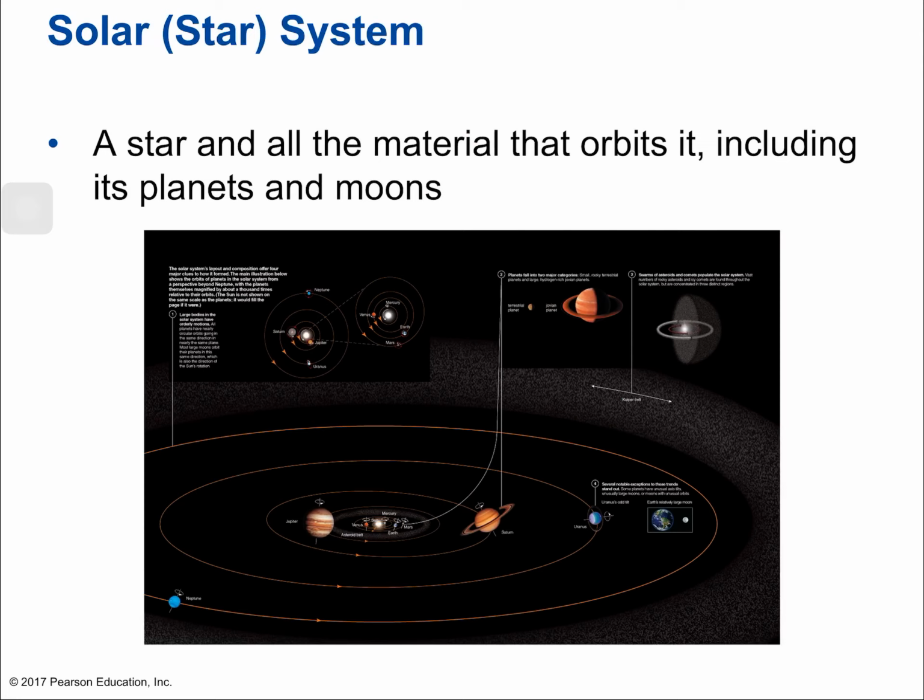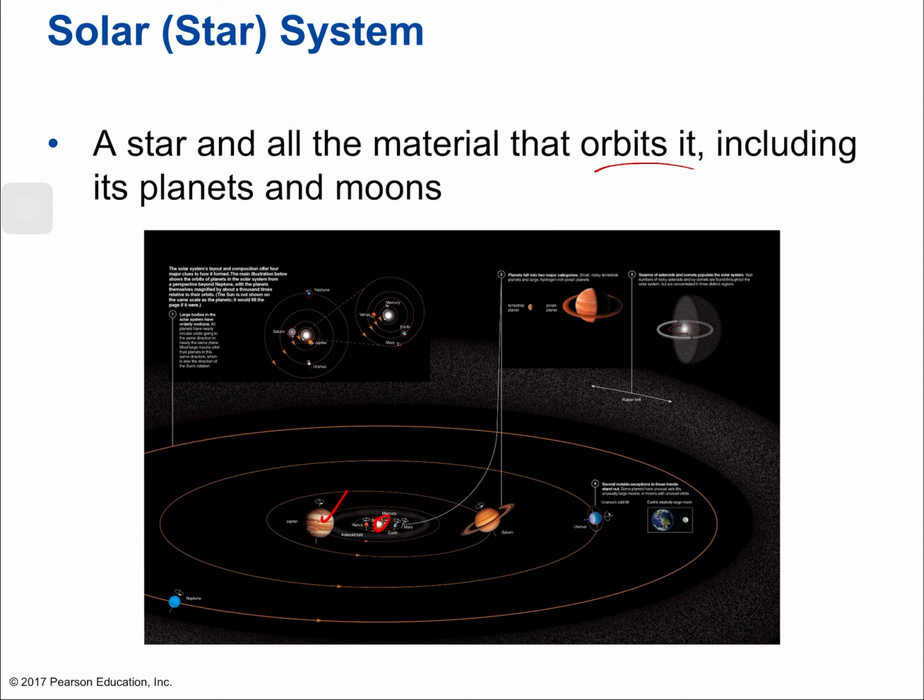A solar system is a star and all the material that orbits it, including its planets and moons. So a solar system is defined by a star. Everything that orbits a star only makes up less than 5% of the total matter of the solar system. You can see this picture here makes the sun look small, like Jupiter looks huge compared to the sun. But of course that's inaccurate. This picture just doesn't want the sun to take up the whole diagram. In fact, the sun is over 95% of the matter of the solar system.